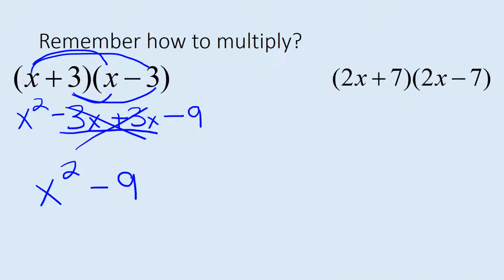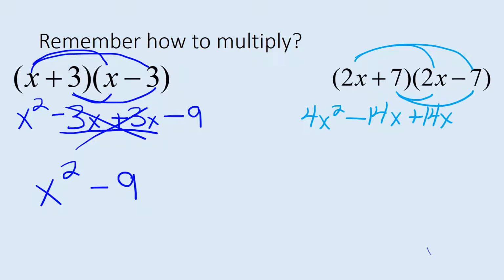Let's try another one. We have 2x plus 7 and 2x minus 7. Let's multiply these. We take 2x times 2x for 4x squared, 2x times a negative 7, which is a negative 14x, 7 times 2x, which is a positive 14x, and then 7 times a negative 7, which is a minus 49. Just like the last one, the negative 14 and positive 14 add to 0, so we can get rid of those. I'm left with 4x squared minus 49.